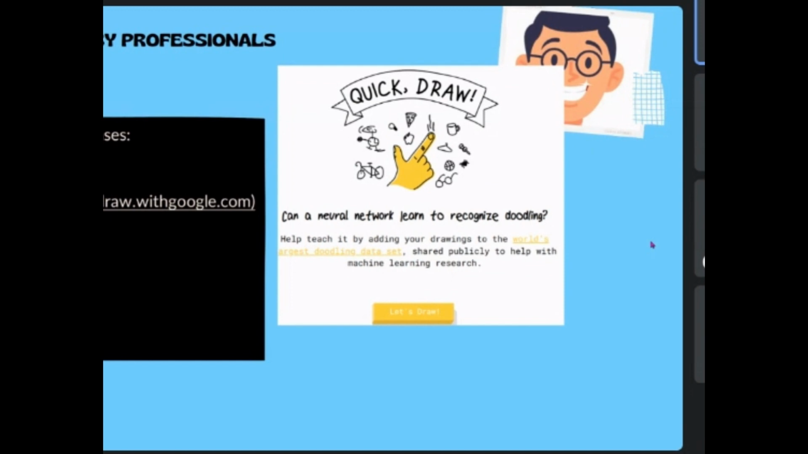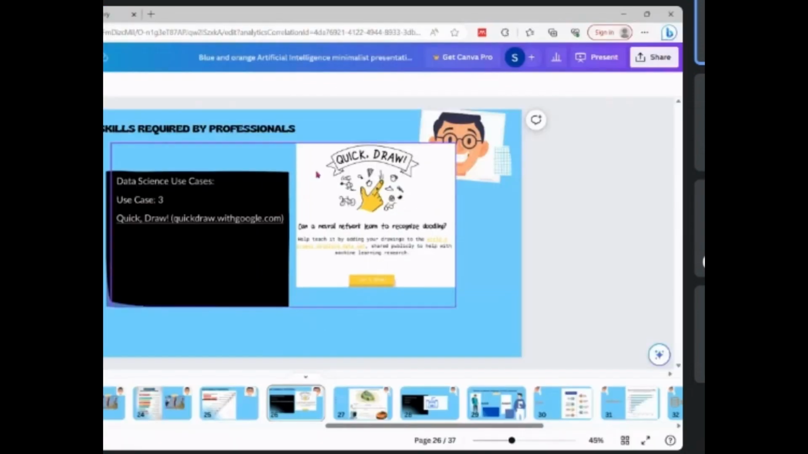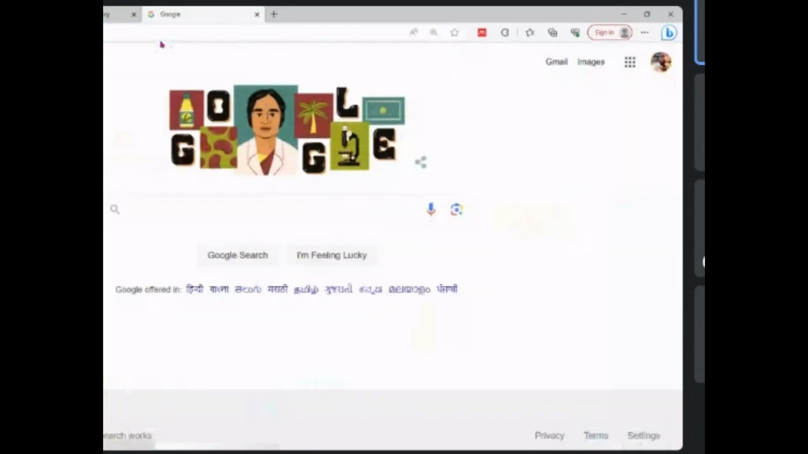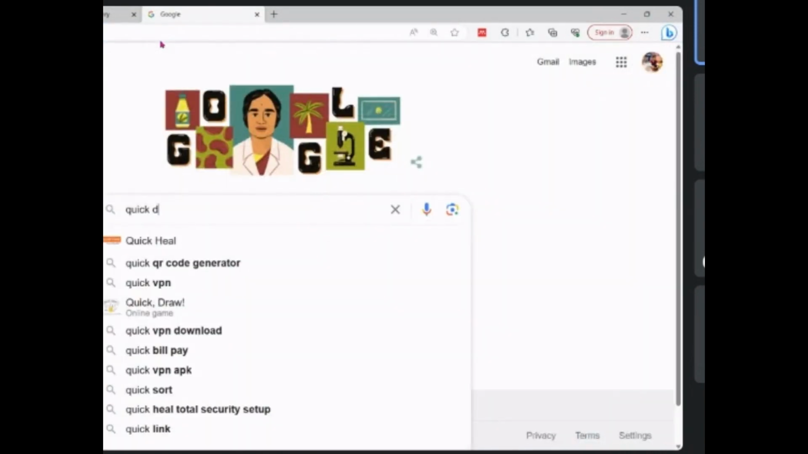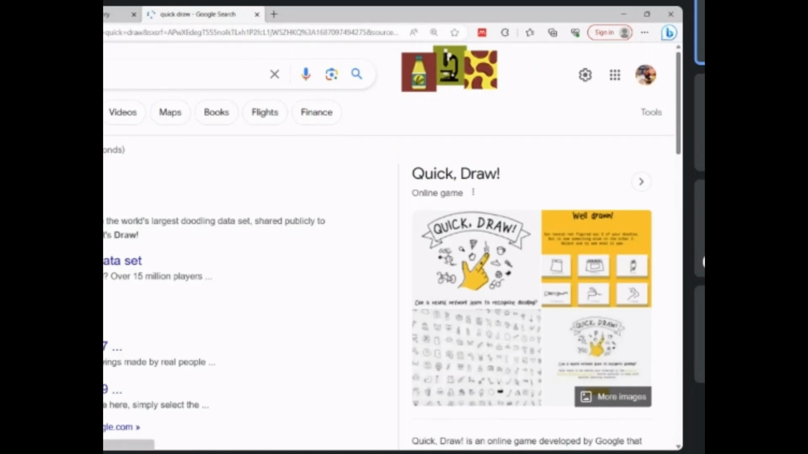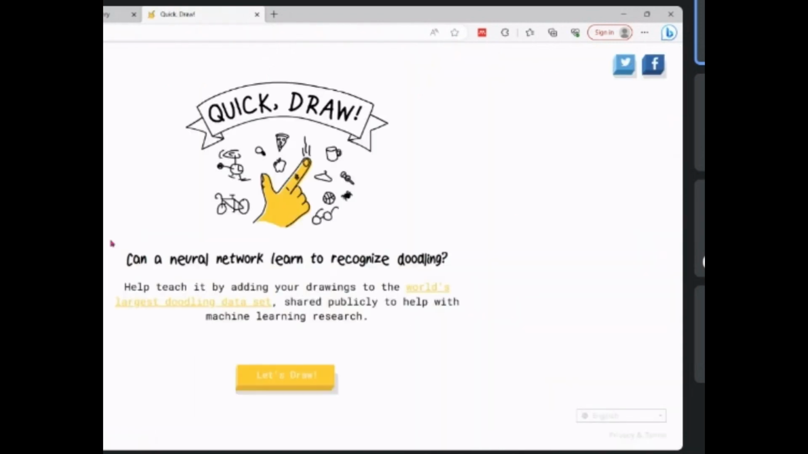So how would you get to enter, and what is the environment of this company? Let's understand with another, third use case. We are going to use Quick, Draw! with Google. Let me go to Quick Draw. This is an online game based on my perception, my knowledge, and a neural network which is going to recognize my doodling, right? You can see quickdraw.withgoogle.com.